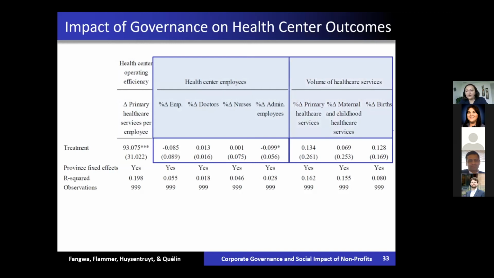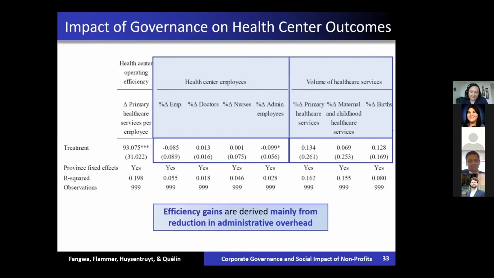Then when we look at the volume of healthcare services, namely primary healthcare services, the maternal and childhood healthcare services, and birth, you can see that they all increase by about 7 to 13%, but none of them is significant. So overall, this suggests that the efficiency gains are derived mainly from a reduction in administrative overhead.